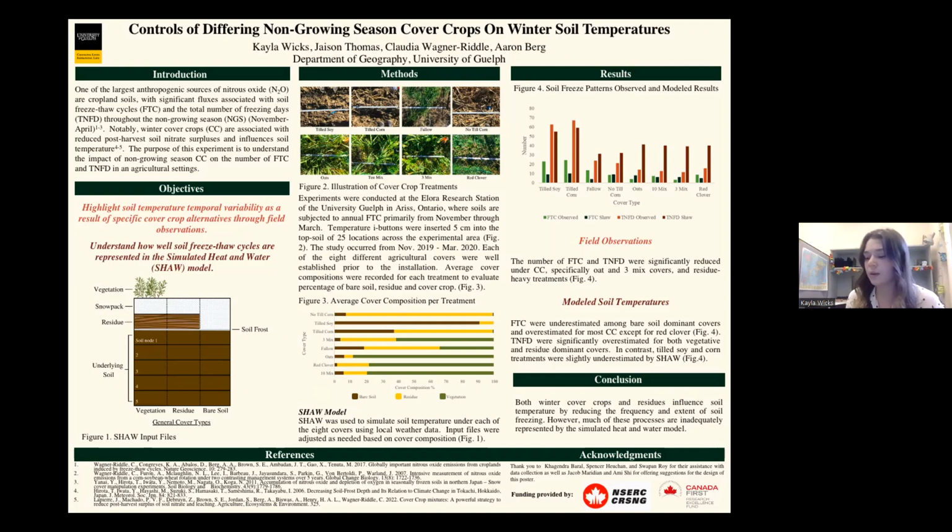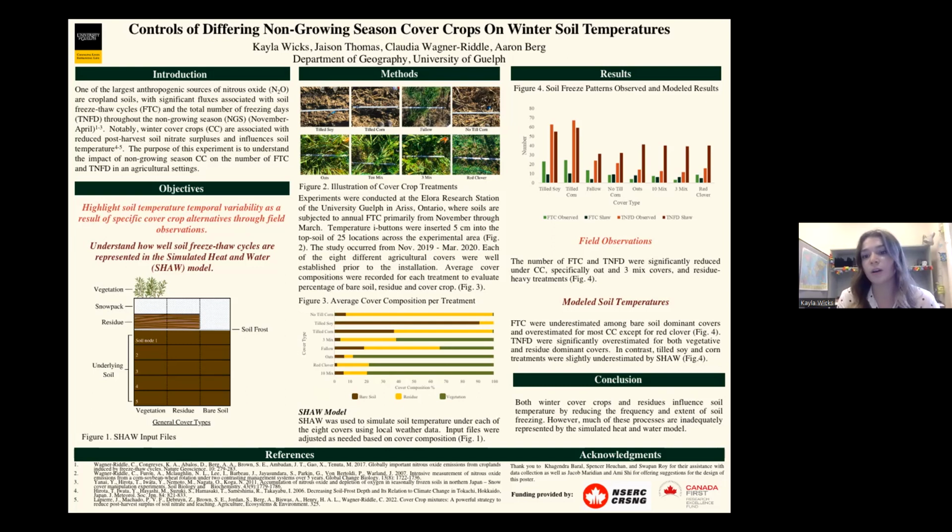We quantified the number of freeze-thaw cycles as any time the soil fell below a 0-degree threshold and came back above, that was considered 1 freeze-thaw cycle. And to get the total sum of frozen soil days, any day where the average temperature was below 0 was considered a frozen soil day.